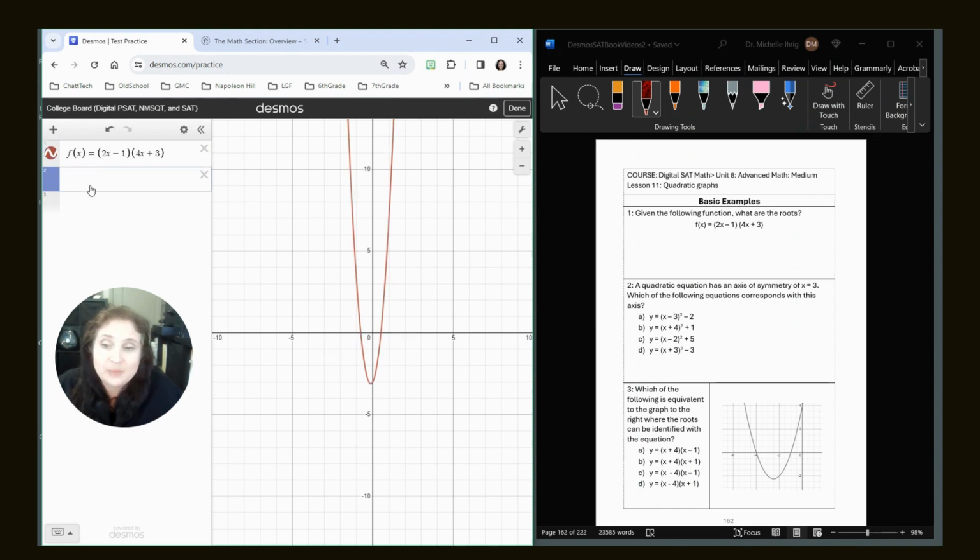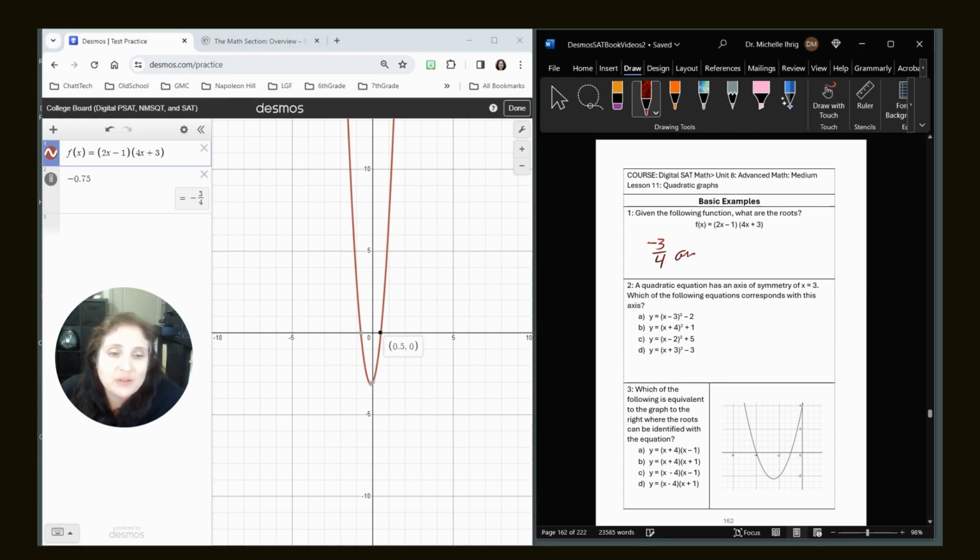They happen to be decimals, which are fine, but typically roots are written in fraction form. So here it says negative 0.75. We type in negative 0.75 and we get negative 3/4. Here we have 0.5. Most of us know 0.5 is 1/2. So what are our roots? Negative 3/4 and 1/2.